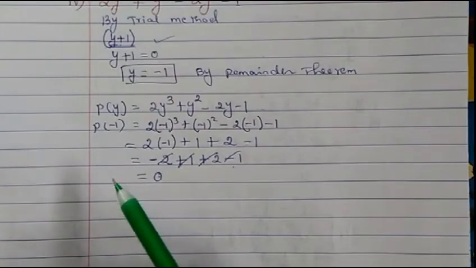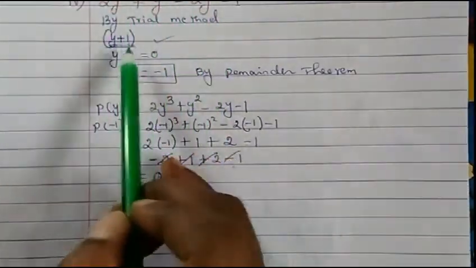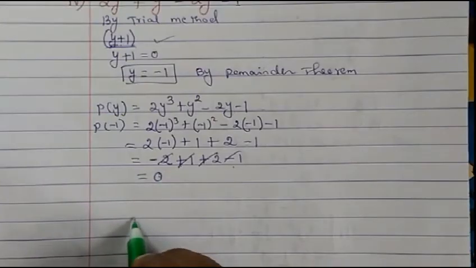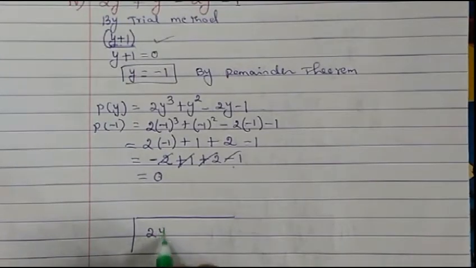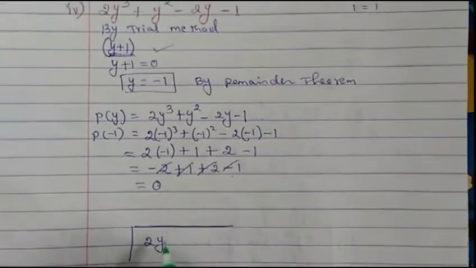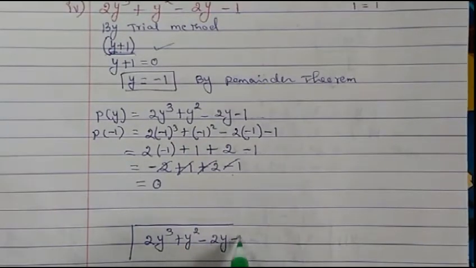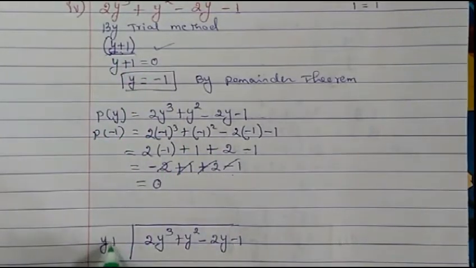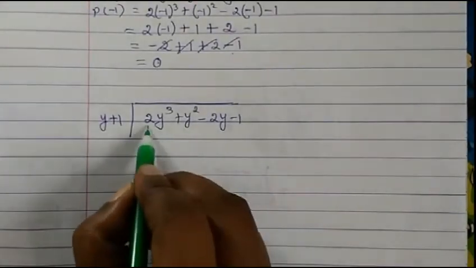Now how do we find the remaining two factors? Now we have to do the long division. We divide this polynomial by this linear polynomial. So let's do the long division now. Write down the polynomial, that is 2y cube plus y square minus 2y minus 1, and the factor is y plus 1. So let's do the long division now.